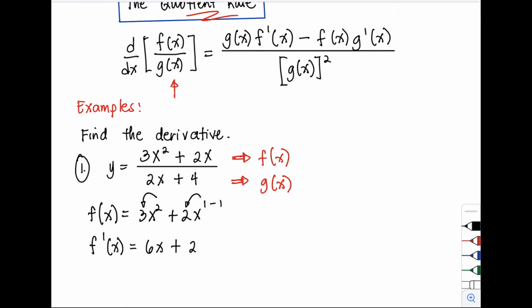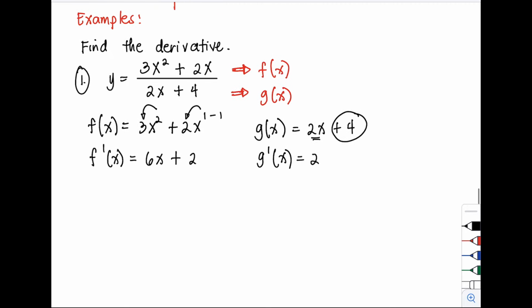Next, for g of x naman, ang ating g of x is equals to 2x plus 4. Okay? Pag kinuha natin guys yung kanyang first derivative, ang derivative ni 2x, that is positive 2. Tama? Then, ang derivative ng plus 4 is 0, since constant yon. Okay? So, ngayon, nakuha na natin yung ating f prime of x and g prime of x. Ibig sabihin, pwede na natin kunin guys yung ating derivative ni y, or nung ating given function.